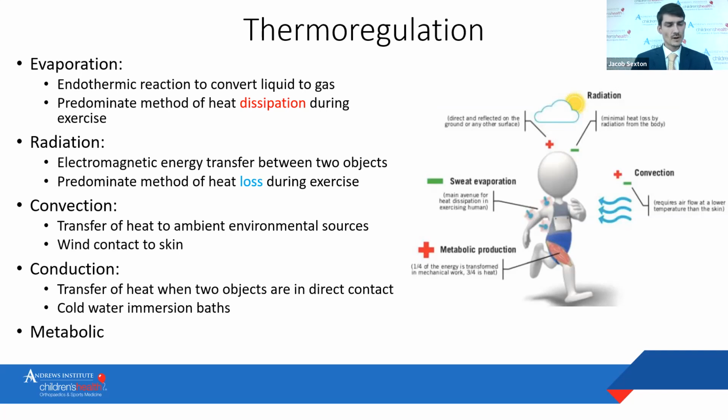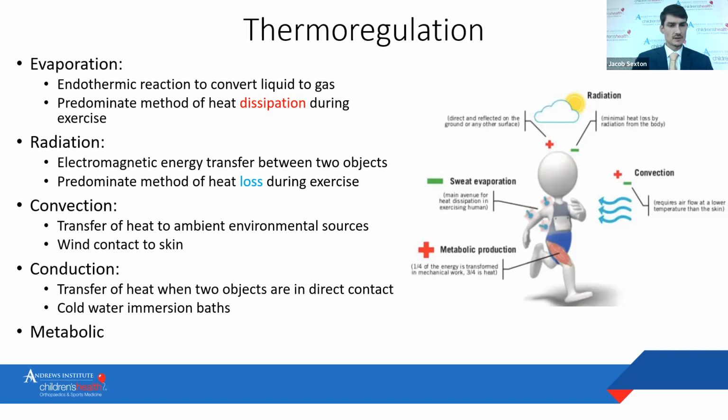Radiation, on the other hand, is electromagnetic energy transfer between two objects. Typically, people classically describe it as sunlight radiation, but it occurs just between two sources. This is the predominant method of heat loss during exercise. It most commonly occurs in highly vascular areas, so the scalp, the axilla, the groin, and those types of areas. But typically with athletes, we're most concerned about the head, as the other areas are covered during athletic activity.